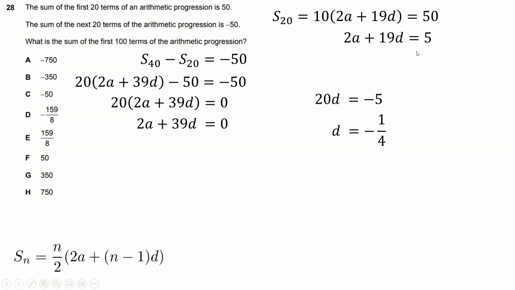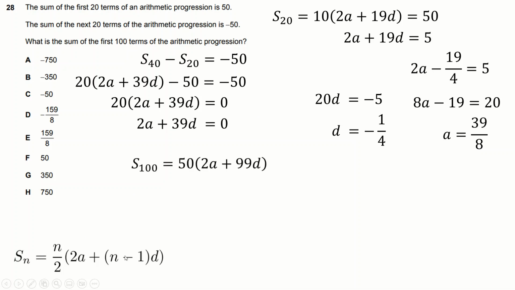We can put that back into here. Times everything by 4 is the best strat here, I think. Add 19, divide by 8, and we get this. So we've got A and D now. What's the sum of the first 100? Well, again, just find out S of 100. So 100 over 2 is 50. Then you have 99 Ds here.